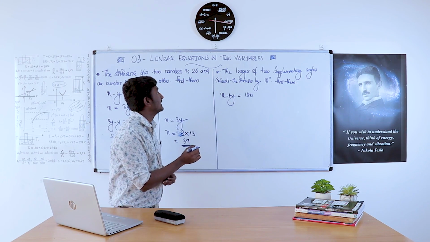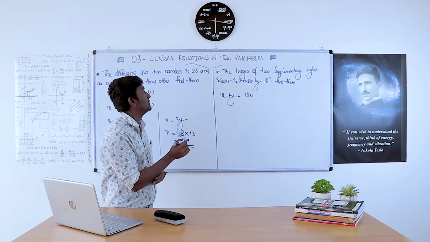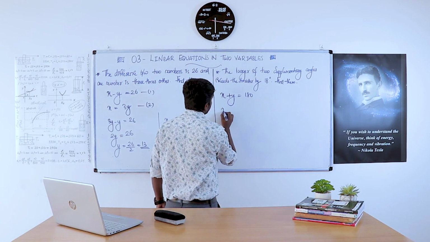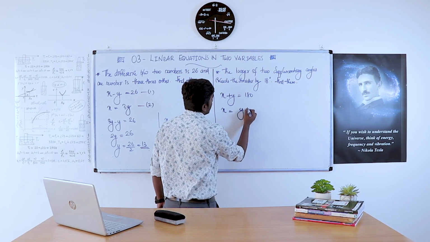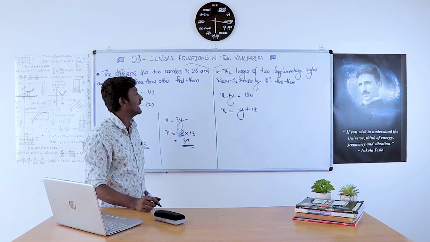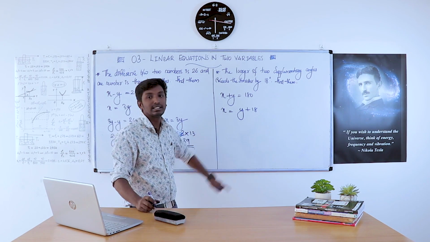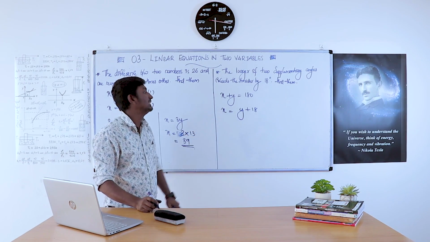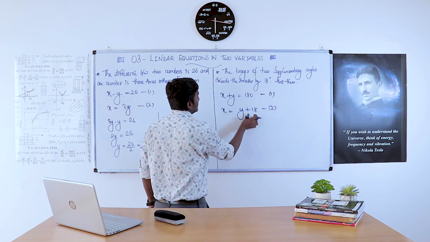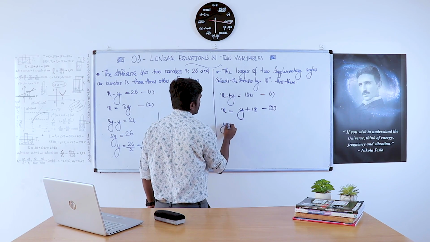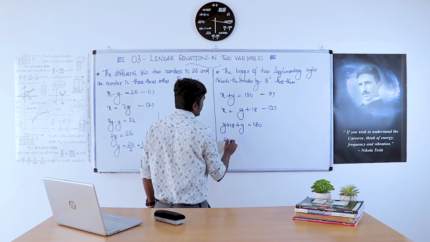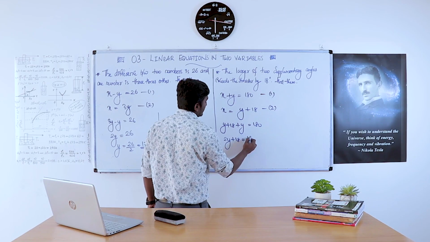That's the first condition. Then the larger of two supplementary angles exceeds the smaller by 18 degree. So, the larger angle is equal to the smaller angle plus 18 degree. So, x can be written as the smaller angle y plus 18 degree. This is equation number 1. This is equation number 2. Substitute 2 in 1. What we get? y plus 18 plus y is equal to 180. That is 2y plus 18 is equal to 180.